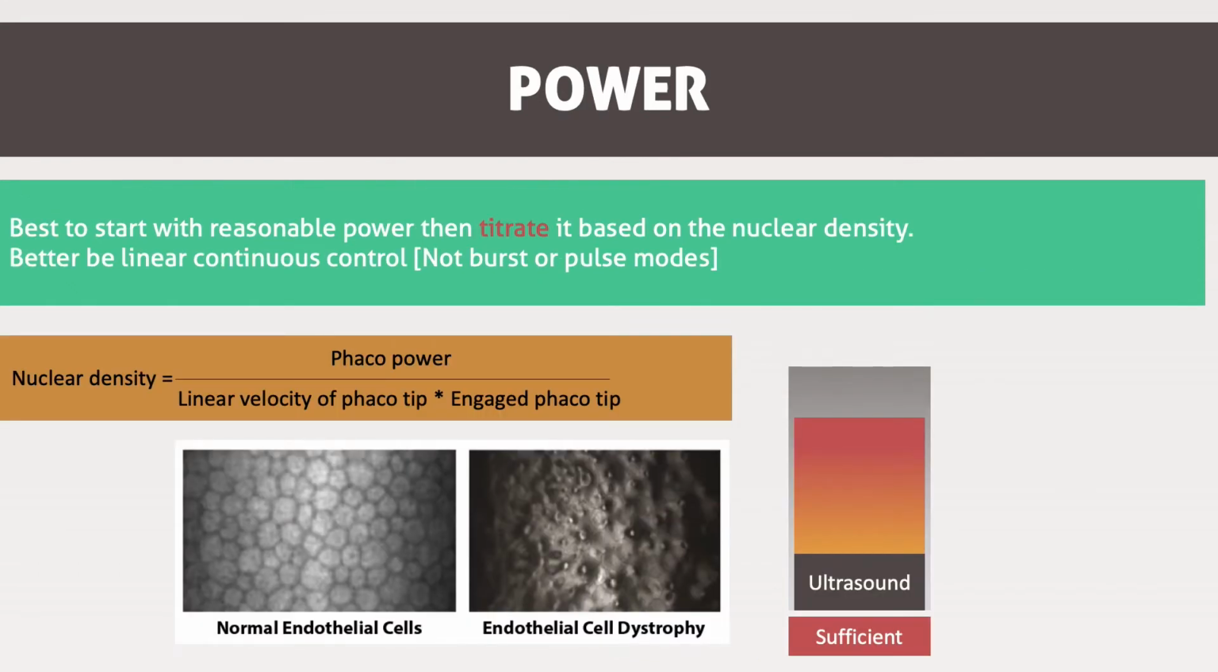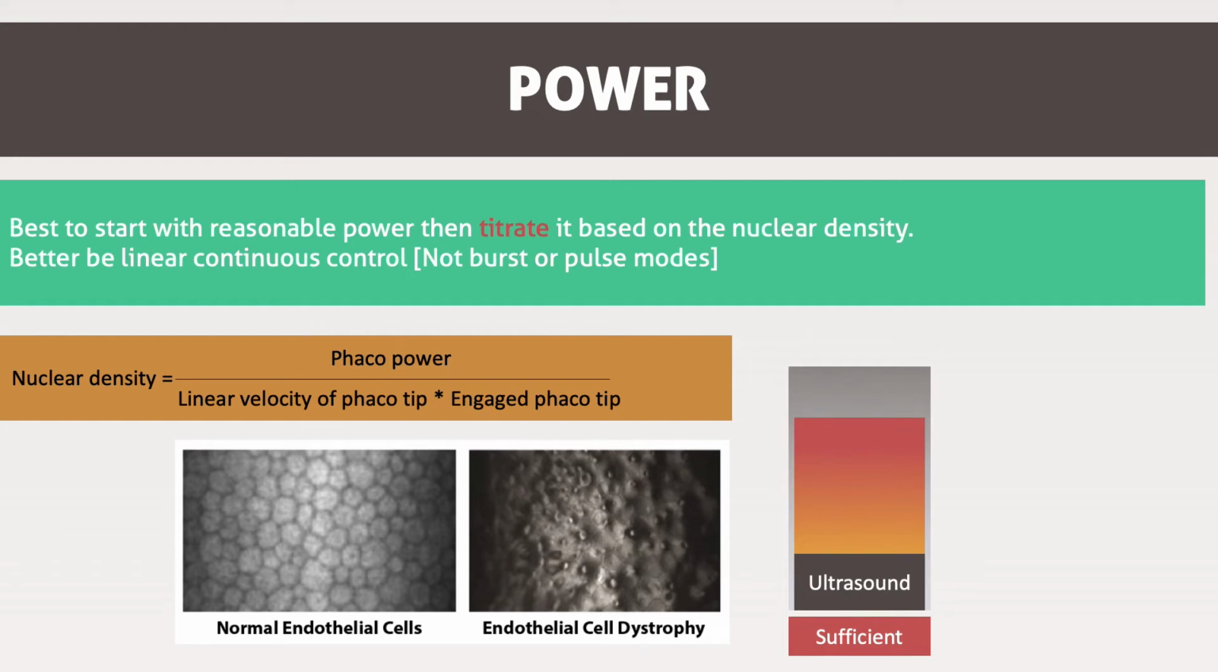Moving to the fourth parameter, which is the power. As we mentioned earlier, sculpting equals power. If we don't have mature cataract, zonulopathy, or anterior capsule, or diseased endothelium, no need to start with very high power. It's preferred to start with reasonable power, then titrate accordingly. The best is to use continuous mode to have a smooth movement of the phaco handpiece during this step.